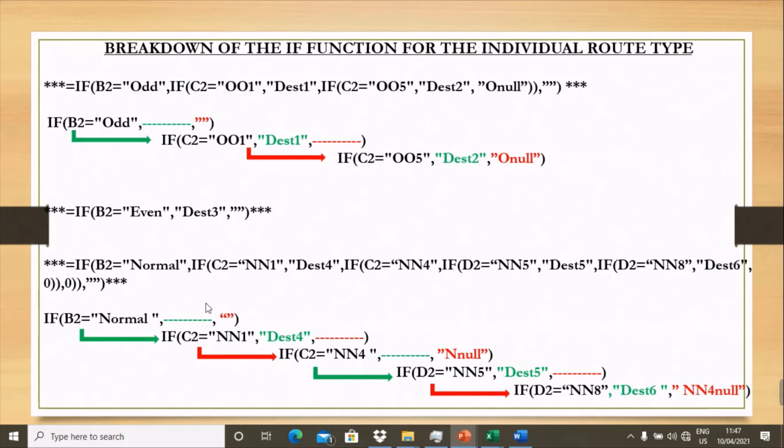This goes to show that the normal route type was selected, then in step 1, NN4 was selected, then in step 2, none of the values that are dependent on NN4 was selected, hence the NN4 null, which is the default value. Please observe that the route type if function have blank. They all have blank as their default value. See that of odd, that of even, and that of normal.